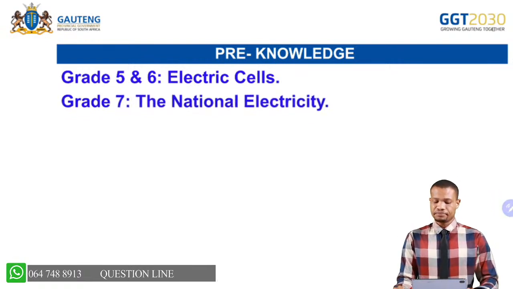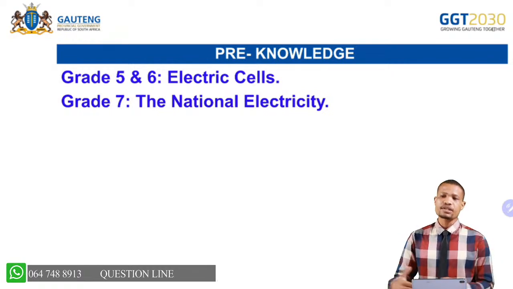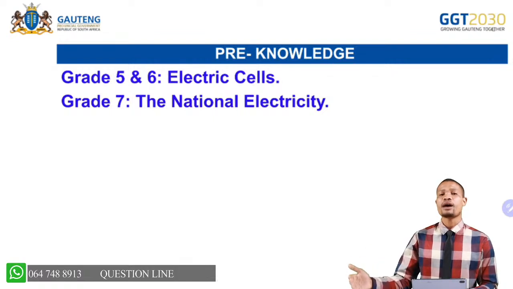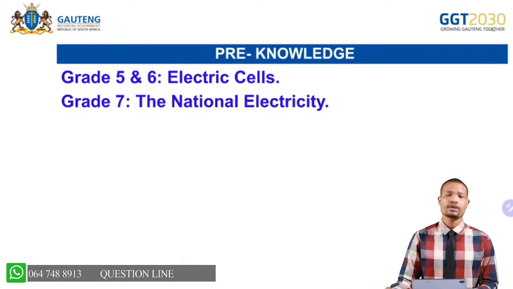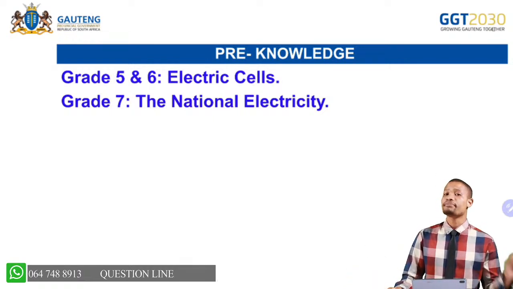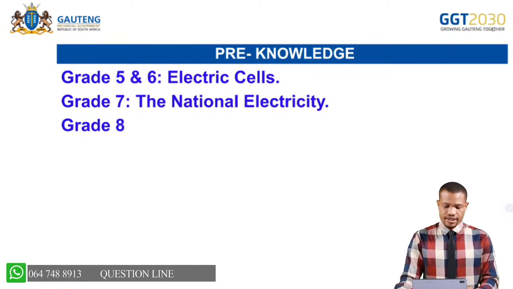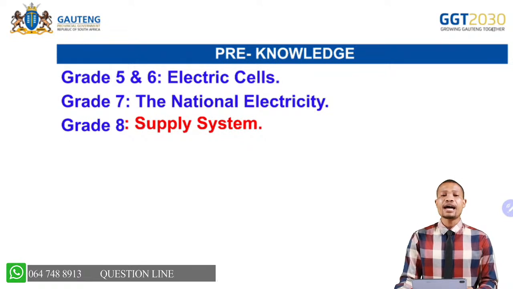Let's continue. In grade 7, we learned about national electricity. But what is national electricity? This is the electricity distribution from the power stations and all the systems involved until it reaches our households. For you to be able to plug in your TV or your cell phone charger, there must be electricity generated someplace. Then in grade 8, we looked at the supply systems.